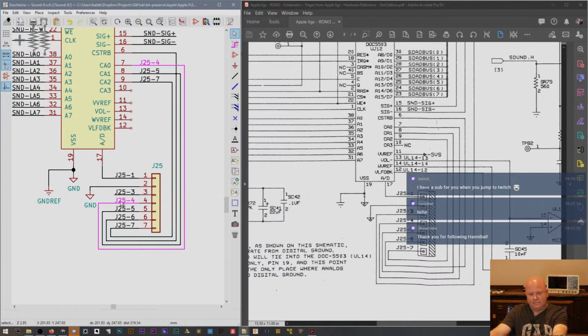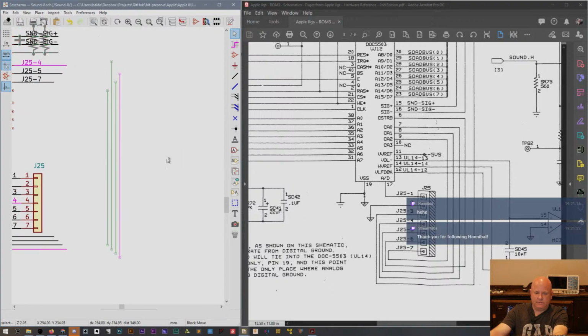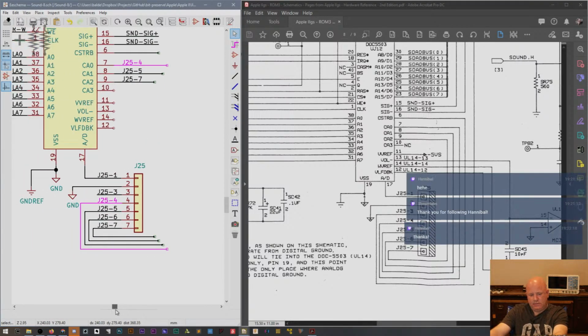Okay, oh look, oh man, this isn't even connected. Okay, screw this. This is why I hate having these long runs of wires. We're not going to do it that way.